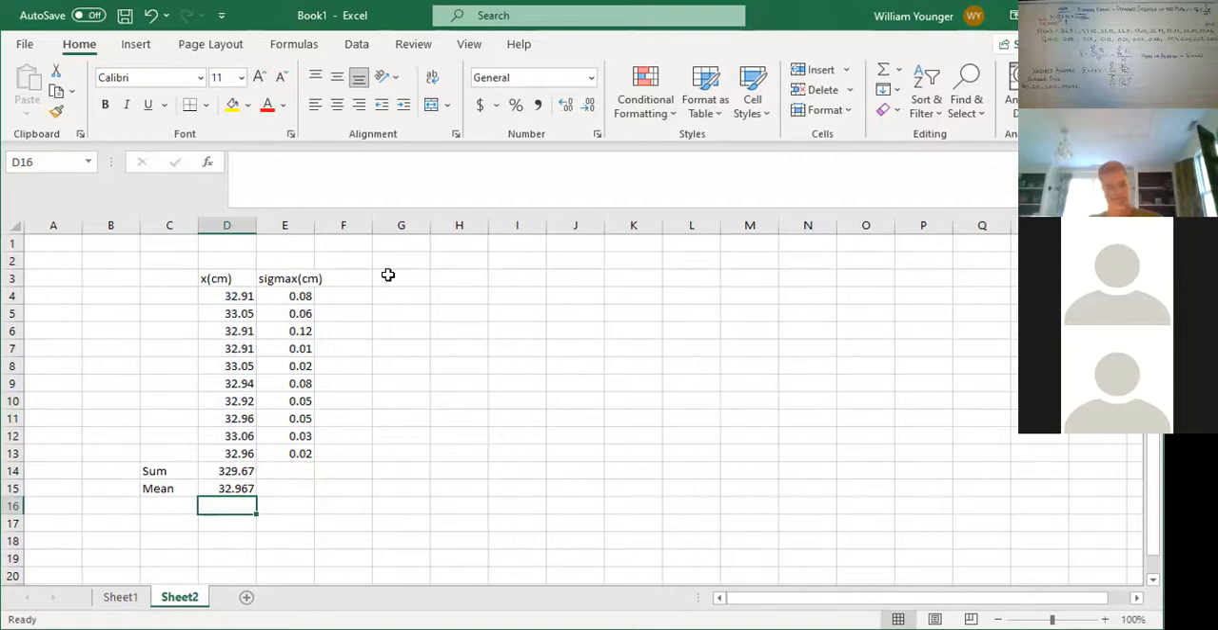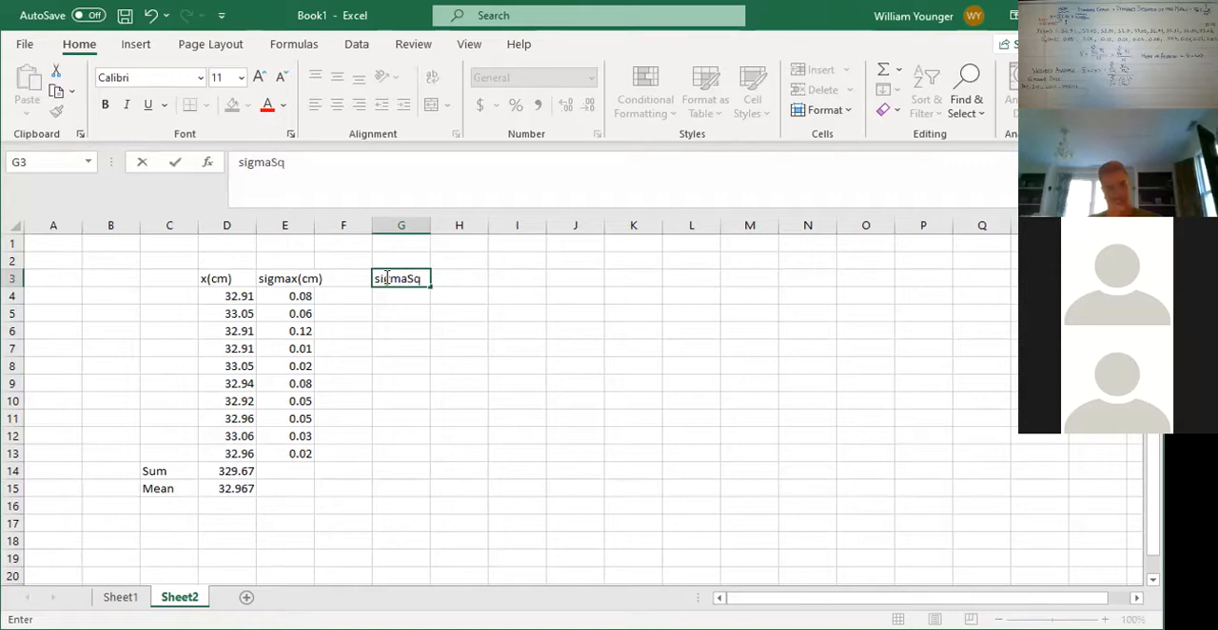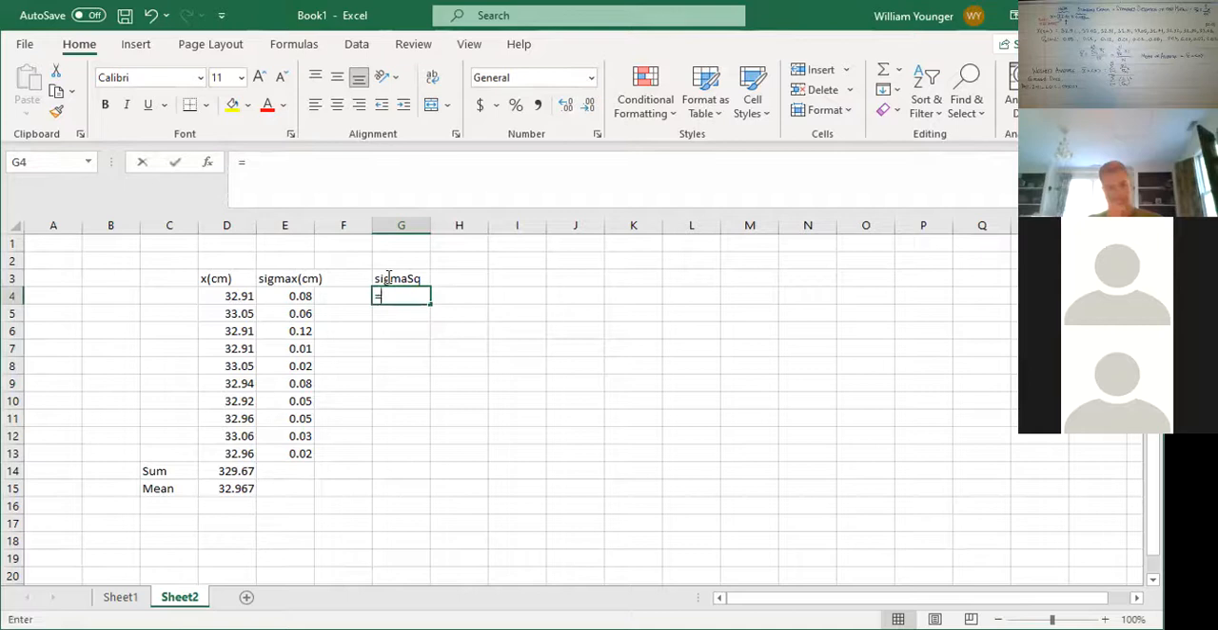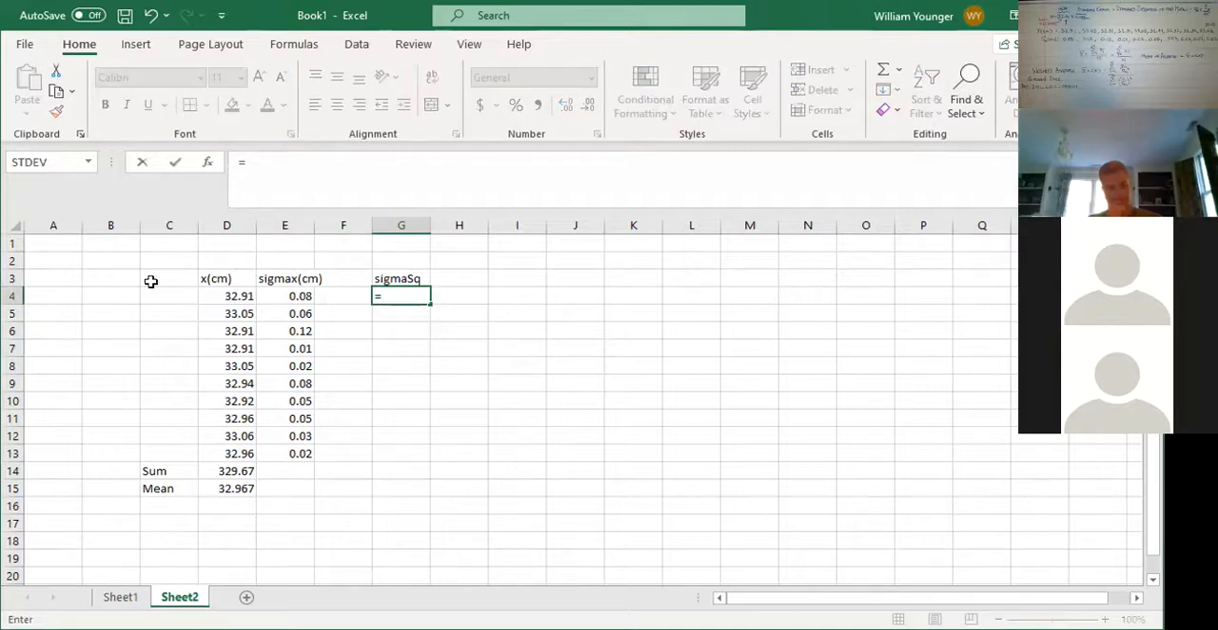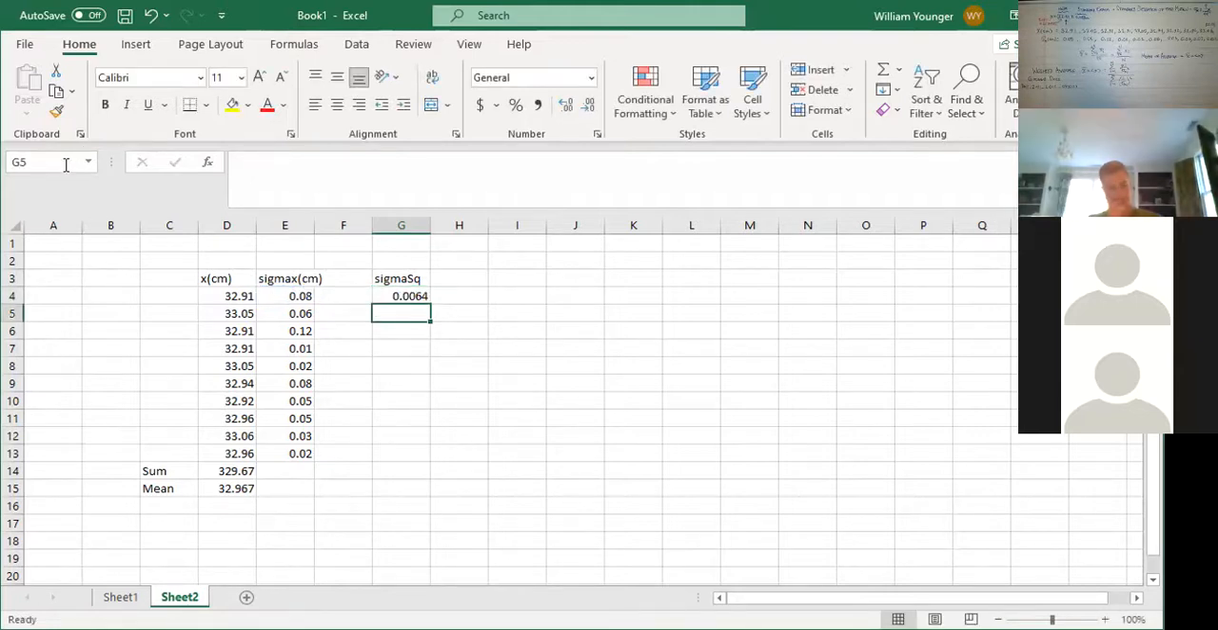Now, if I want to do the weighted mean, I'm going to say sigma squared. So I'll take this and I'll say this is going to be equal to 0.08 squared. And now I just copy that formula down. And when I do that, it'll do it for every one of them.